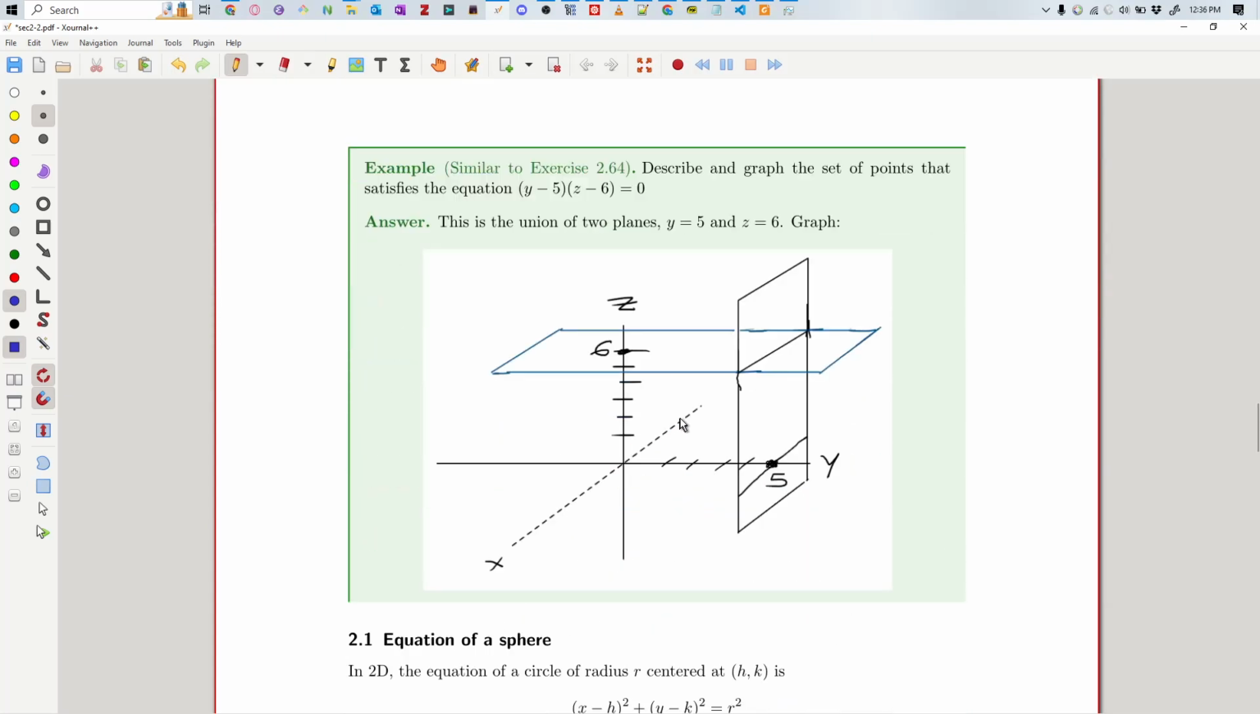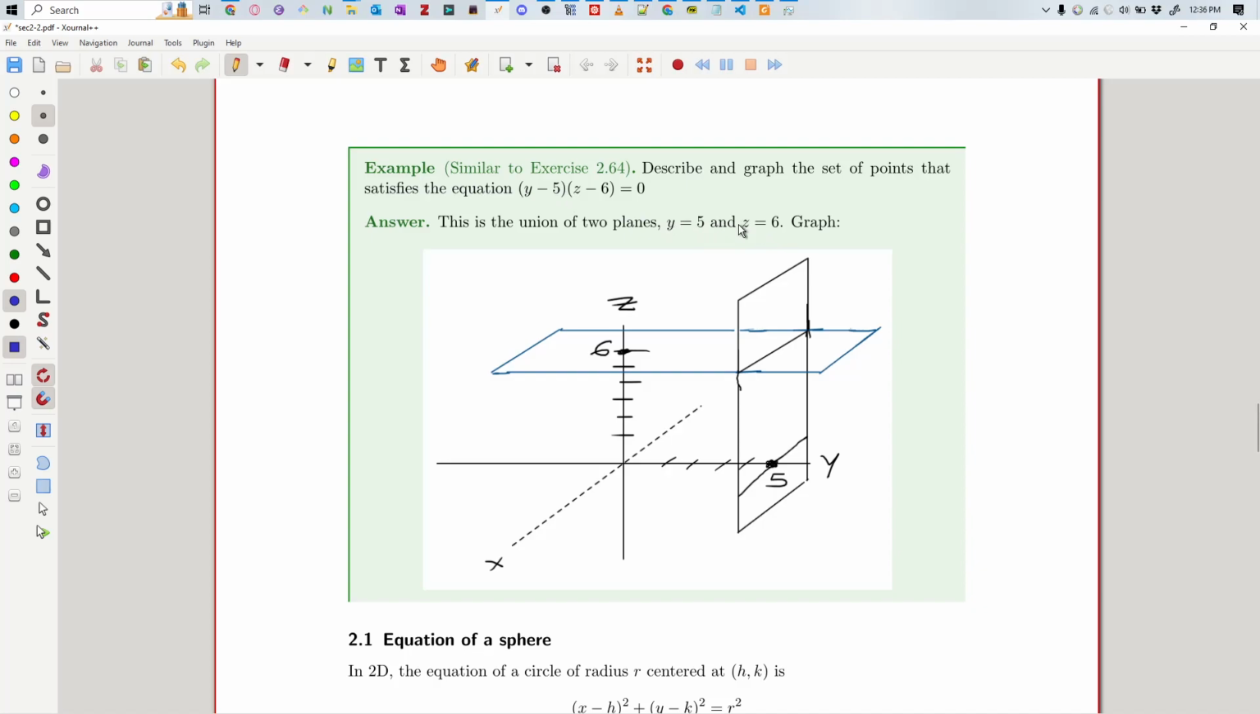Okay. And now this problem is similar to one of yours. You're given some equation and you're asked to describe the set of points that satisfy the equation and to graph the equation. So in particular, I have this, y minus 5 times z minus 6 equals 0. The only way that the product of two things can be equal to 0 is if one of the two things is 0. So either y minus 5 equals 0 or z minus 6 equals 0. That ends up creating two equations: y is equal to 5 or z is equal to 6.